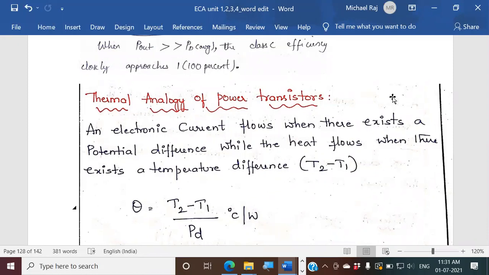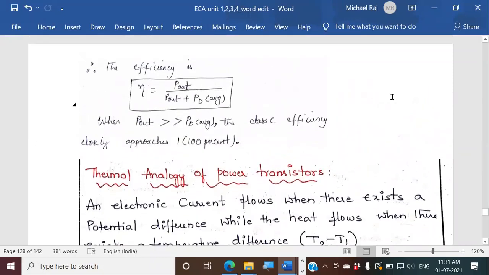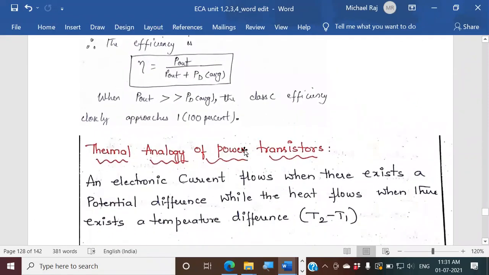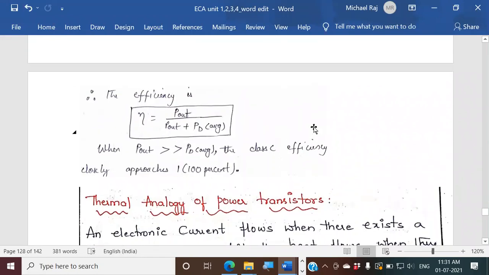Large voltage, large current, large power. So the power dissipation is in the form of heat. And that is the reason we are discussing this particular topic. Now, let us discuss some very basic points. This is well established that the power dissipation in a transistor is in the form of heat.